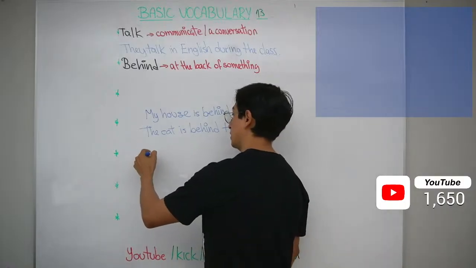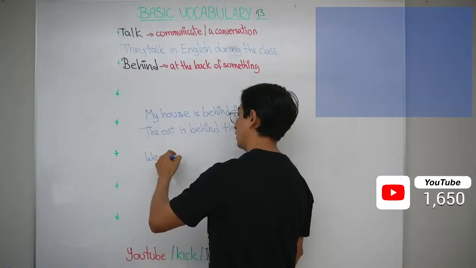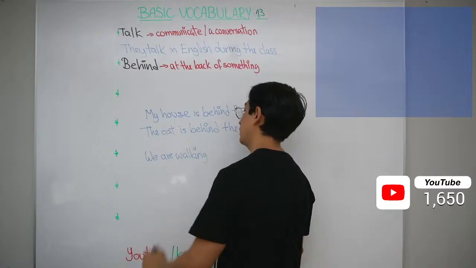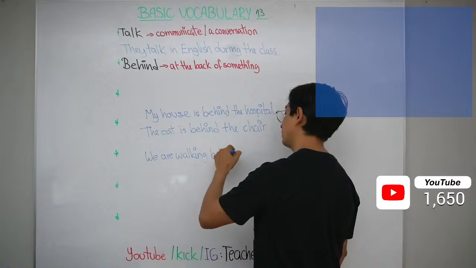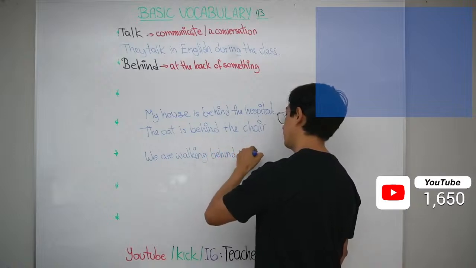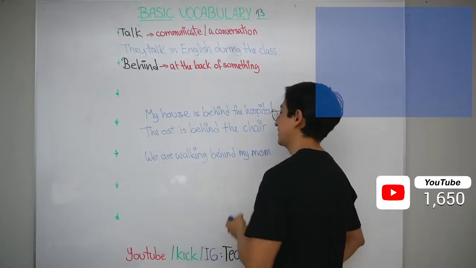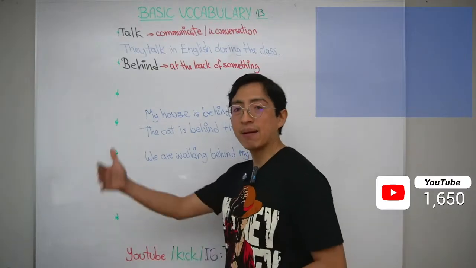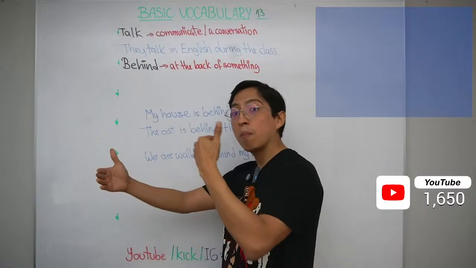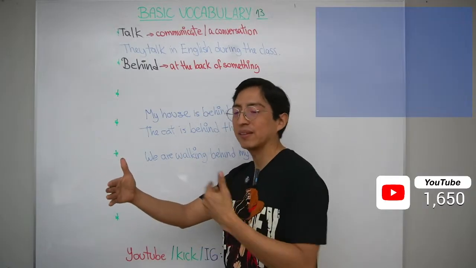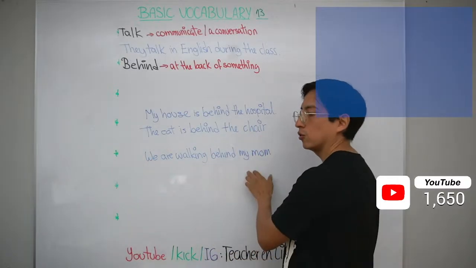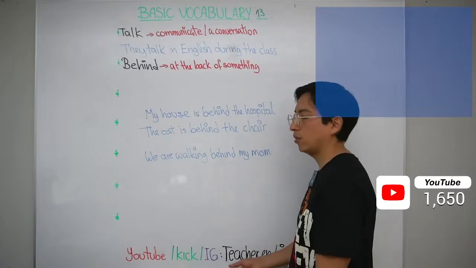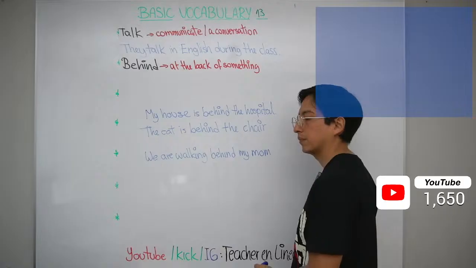For example, we are walking behind my mom. Look at that. Okay, so my mom is walking here and we are walking behind her. Yep, we are walking behind her. Yep, that is a second way to use this. Okay, or maybe we can use this in the next round.